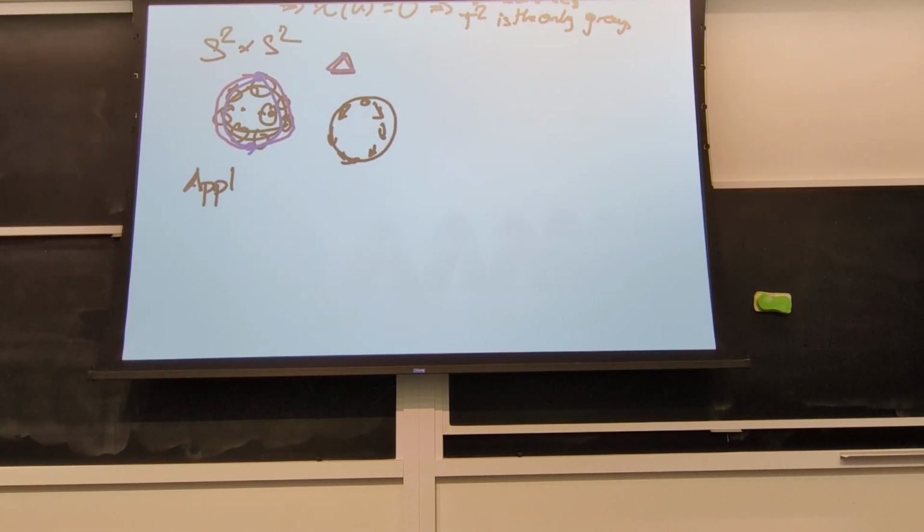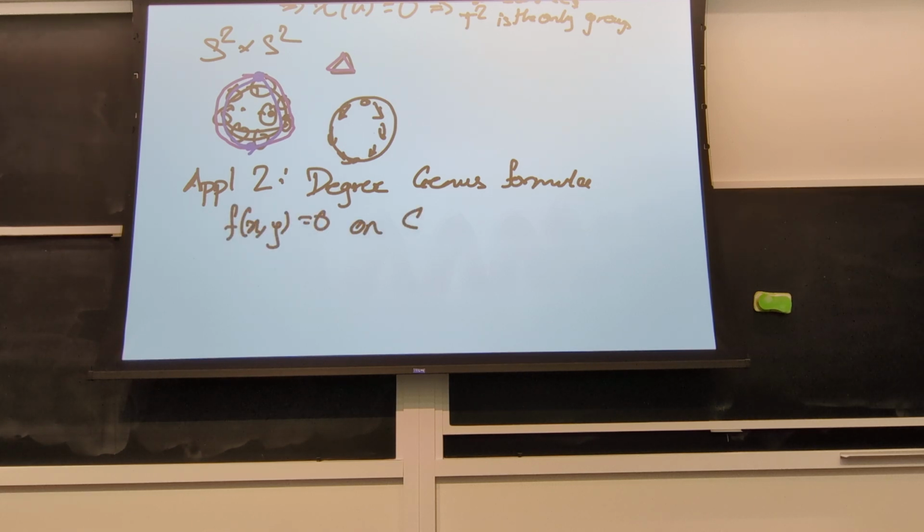Application 2, this is going to be even more sketched out. This is something called the degree genus formula. This is a surprising thing. So if you have some polynomial f of x, y equal to 0 on CP2, then this is something that locally looks one-dimensional, but one-dimensional complex. So it looks like a surface. So it might be a sphere, it might be a torus, and so on and so forth.